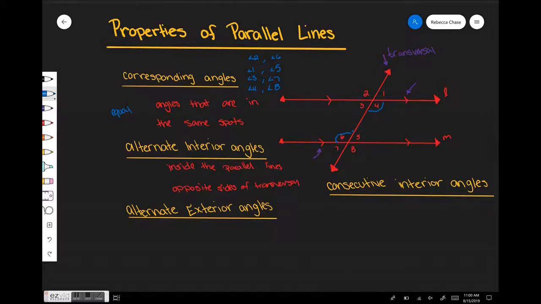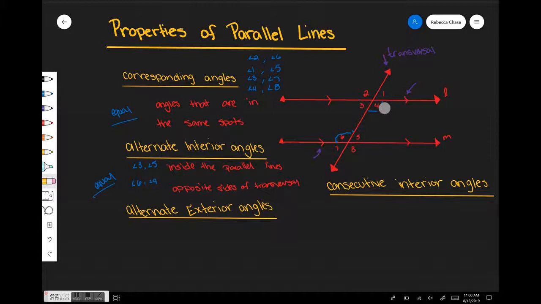If I write out on the side which angles those are, it's going to be angle 3 and angle 5, and angle 6 and angle 4. And what we know about those is, again, they are going to be equal. So far we've got corresponding angles are equal and alternate interior angles are equal.